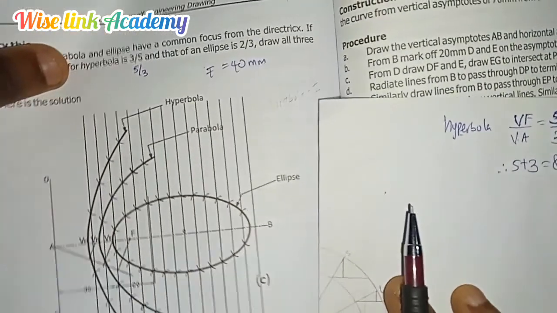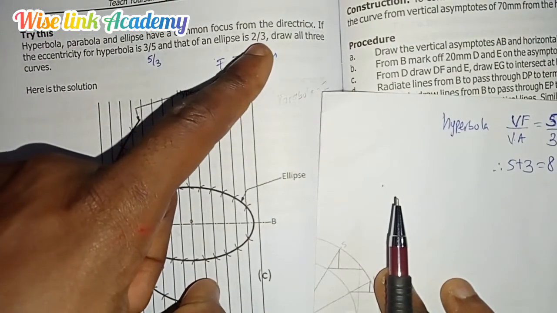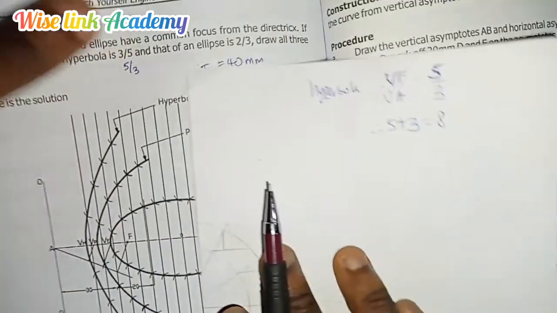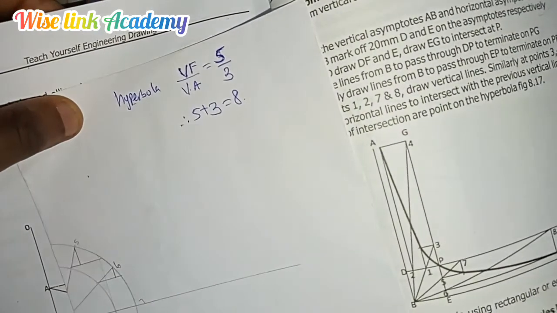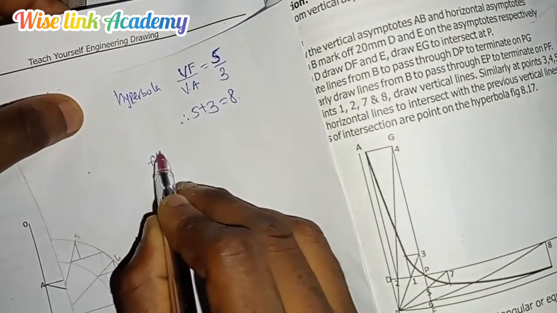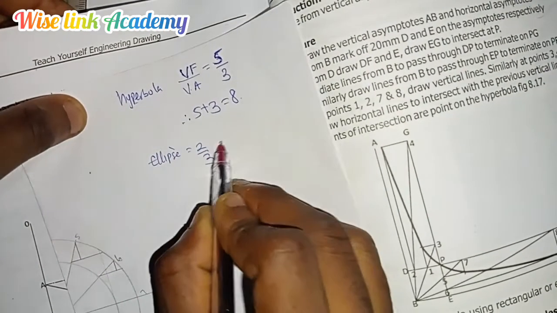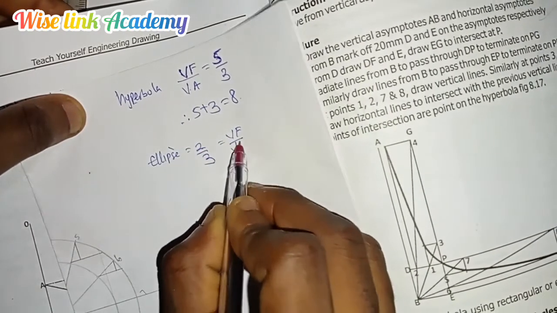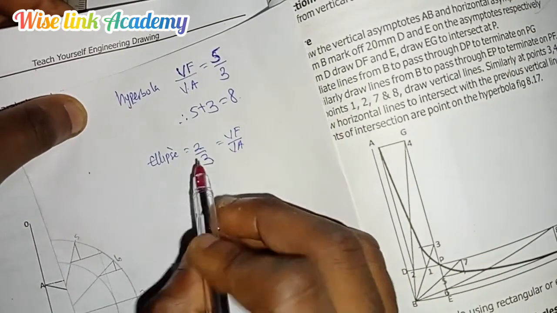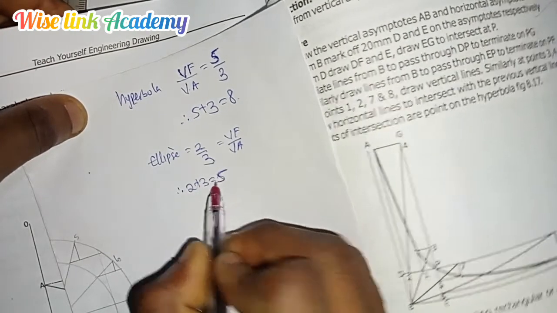You know that the eccentricity of an ellipse is 2/3. That is, VF is 2 and VA is 3, isn't it? So therefore 2 plus 3 is 5. So we're going to divide.